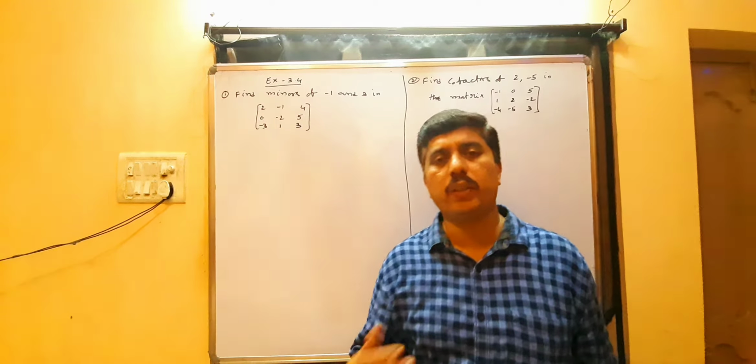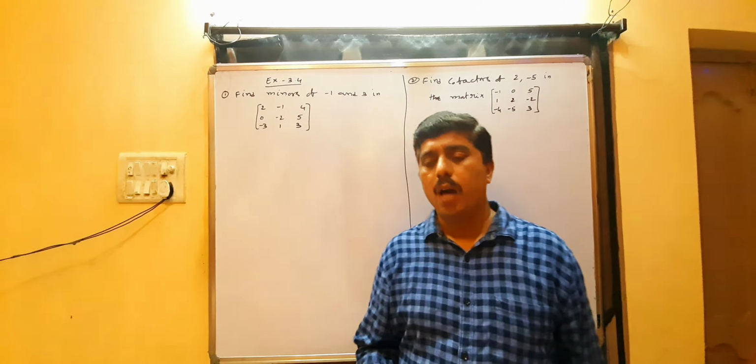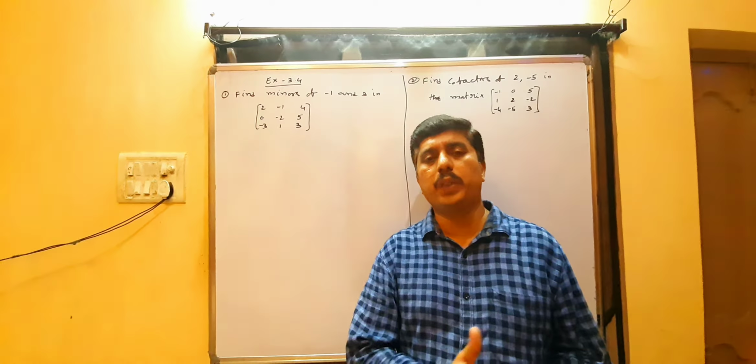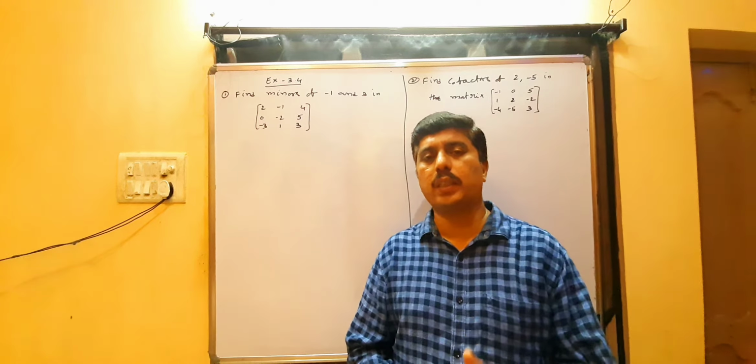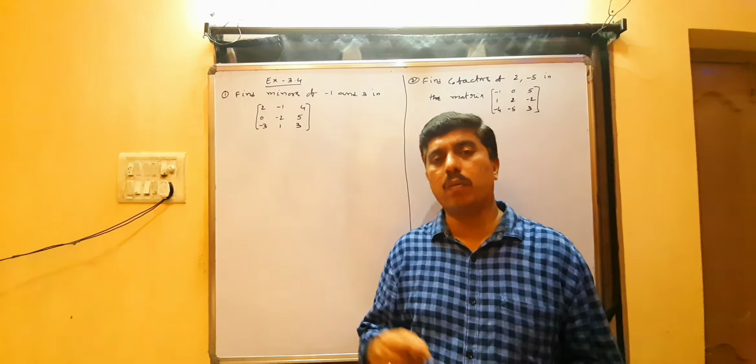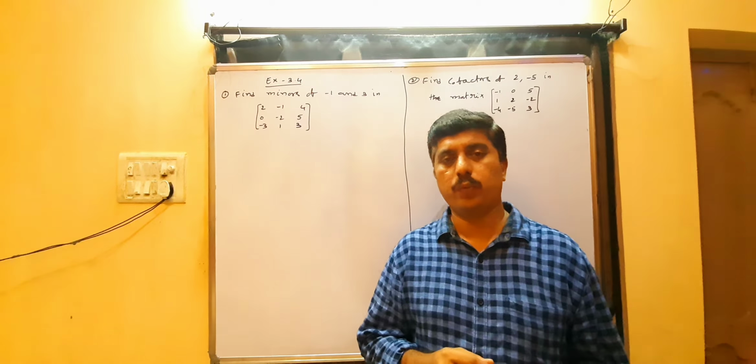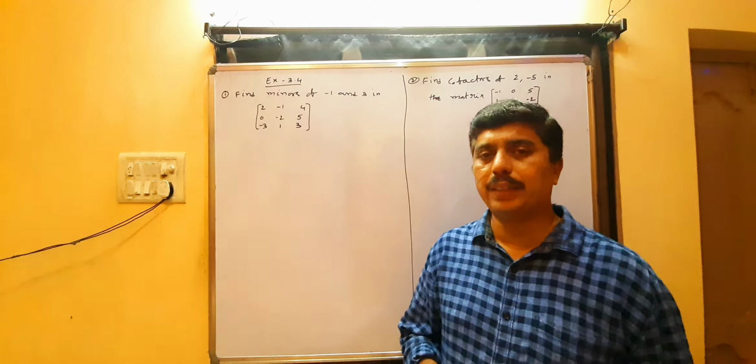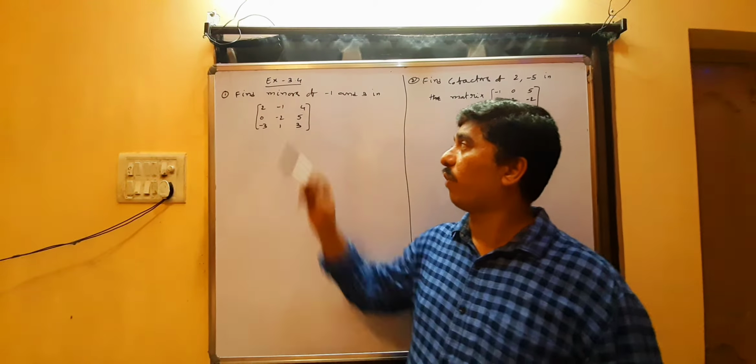After completion of these definitions, we'll go to the algebra of matrices from the objective point of view. Up to now we discussed the subjective. Tomorrow onwards we'll discuss the objective point of view. Now, yesterday I explained in the class, you have to find the minor.